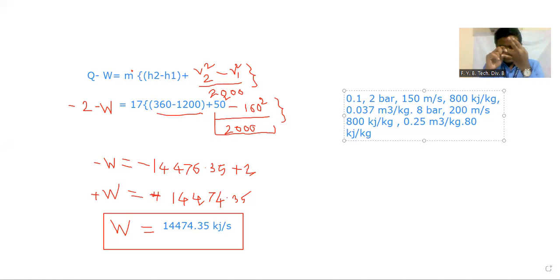Then, at the start of the machine, what will the elevation be? At the datum surface, the value of Z1 will be 0. Then it goes on rising, so the Z2 value is given as 60 meter. Z1 will be equal to 0 and Z2 will be equal to 60 meter.